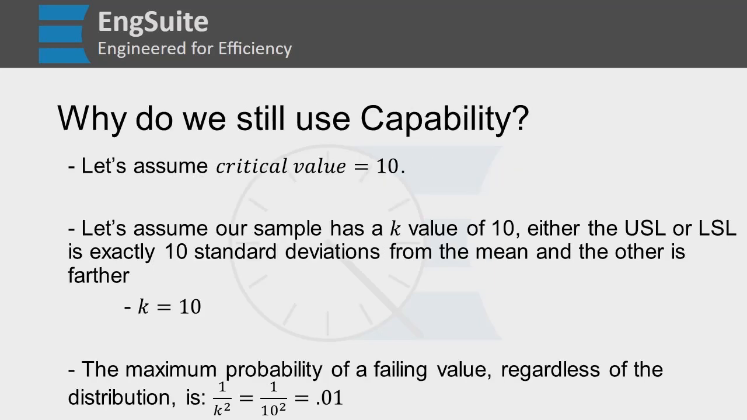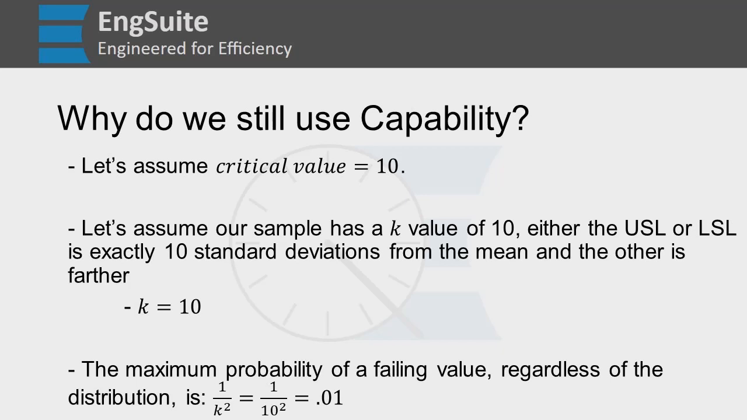Okay, so why do we still use capability then if we can just do this every time? Well, let's just assume our critical value is 10. And we're going to assume that our sample has a k value of 10. Okay, so our k equals our critical value here. So that means that either the upper spec limit or the lower spec limit is exactly 10 standard deviations from the mean, and the other one's farther away. So k equals 10. So this would be the lowest critical value, the lowest k value we could get to consider a high capability exemption.